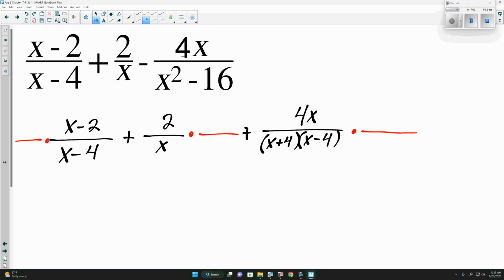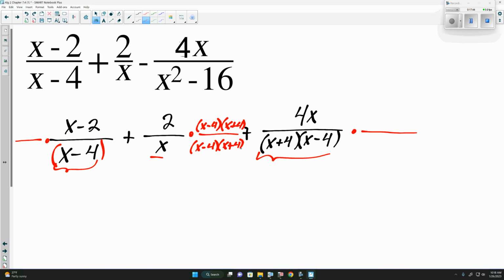Now, so 2 over x, so it has an x. What does x minus 4 have that x doesn't? Well, x minus 4 is one whole term. So it's missing x minus 4. And then the other one, yes, we will also need x plus 4. Now in all 3 of these, x minus 4 in each one only appears once. It appears once in the first, it doesn't appear any in the second, and it only appears once in the third. So in all 3 denominators, we only need x minus 4 once.